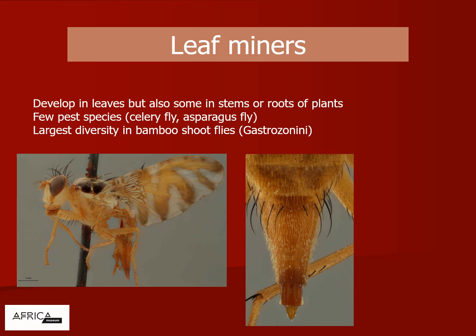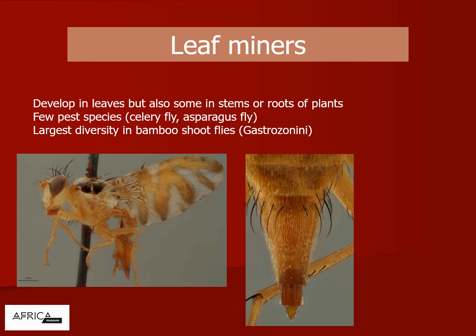A second group are the leaf miners. The larvae can develop in leaves of their host, but also in the stems or roots of the plants. Some species are considered as pests because they are known to infest crops such as celery or asparagus, hence the names of celery fly and asparagus fly.